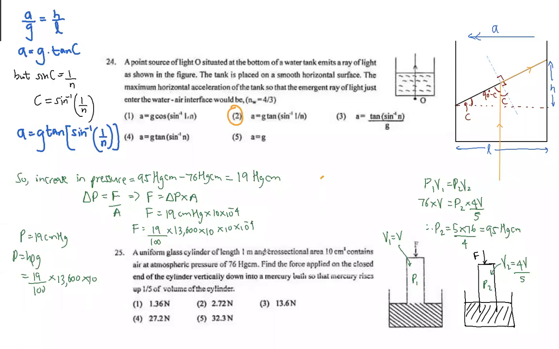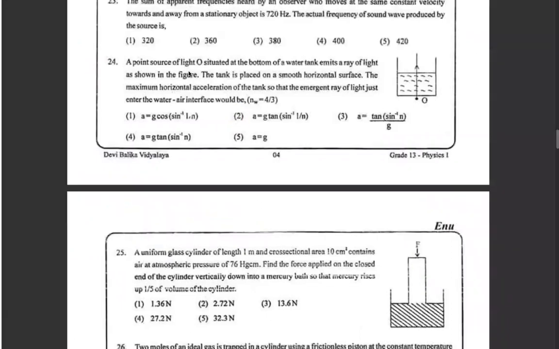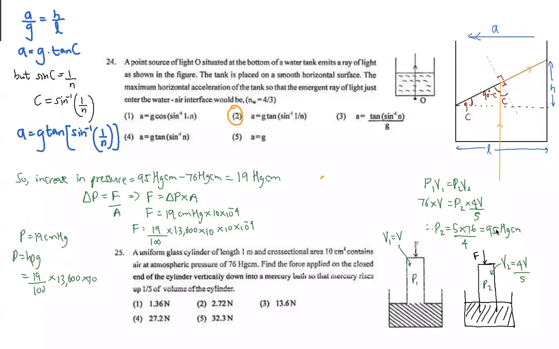So people, what do you think is the answer? Interesting. Fourth one. Oh yeah, fourth one. Are you getting 27.2 exactly? I got 95 minus 76. Is it 96? No, it's 95. Almost, I think. Yeah, okay.